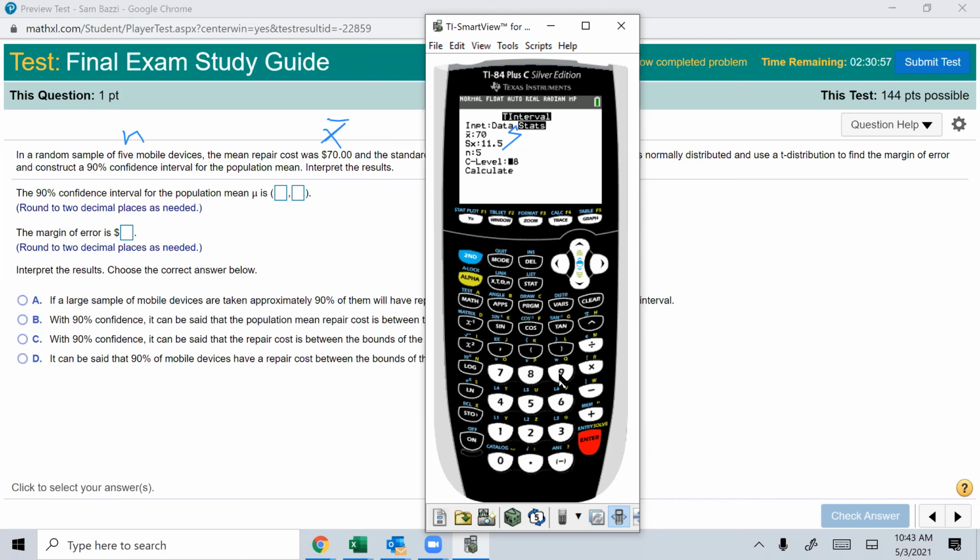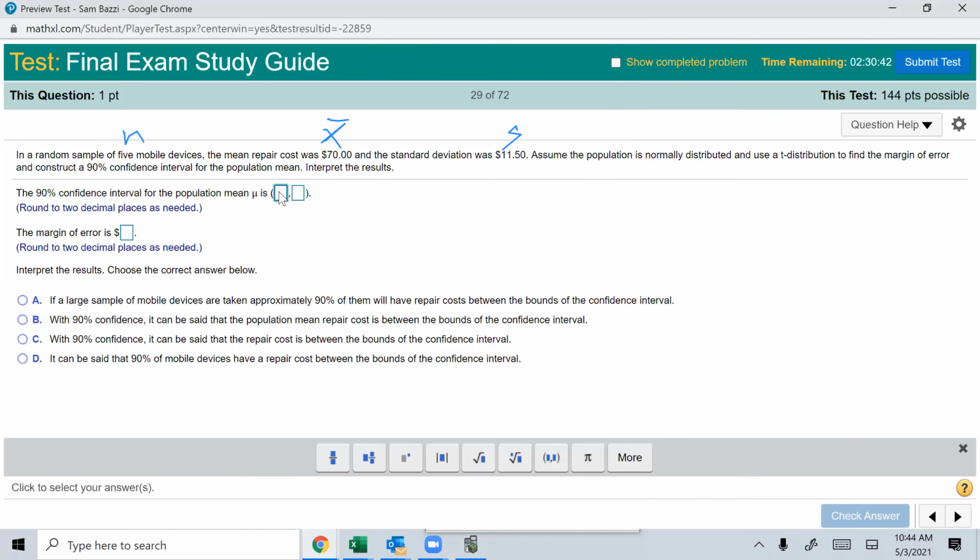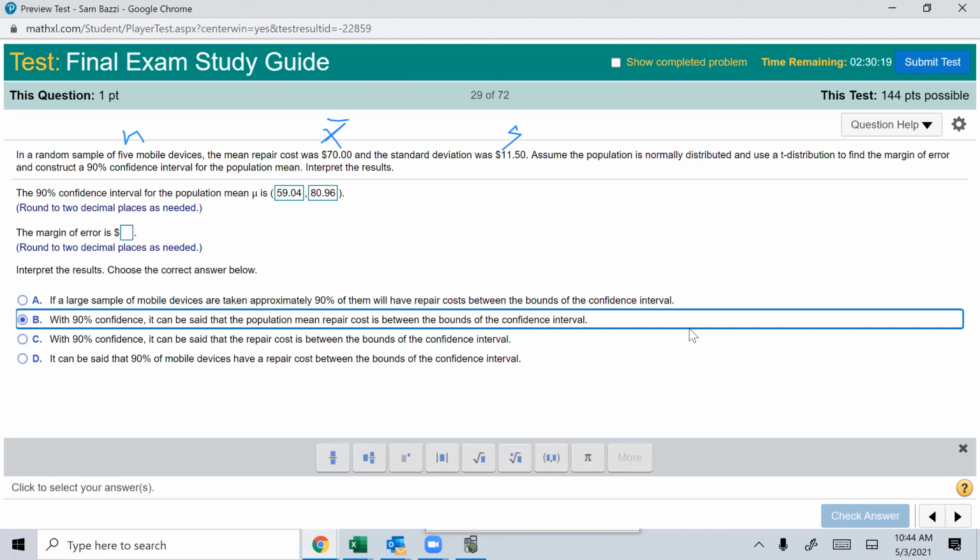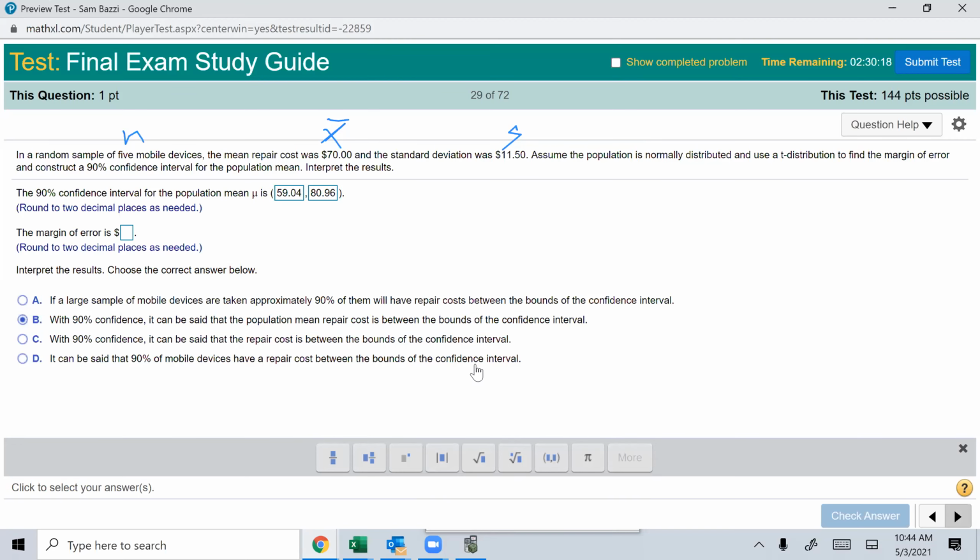And confidence level, he wants 90%, correct? So it's 59.04 and 80.96. To find the margin of error, you can use the formula, or you can subtract the lower from the upper and divide by 2. I know that's faster for you. And then interpret the results. It can be said that the population mean cost is between the bounds of the confidence interval.